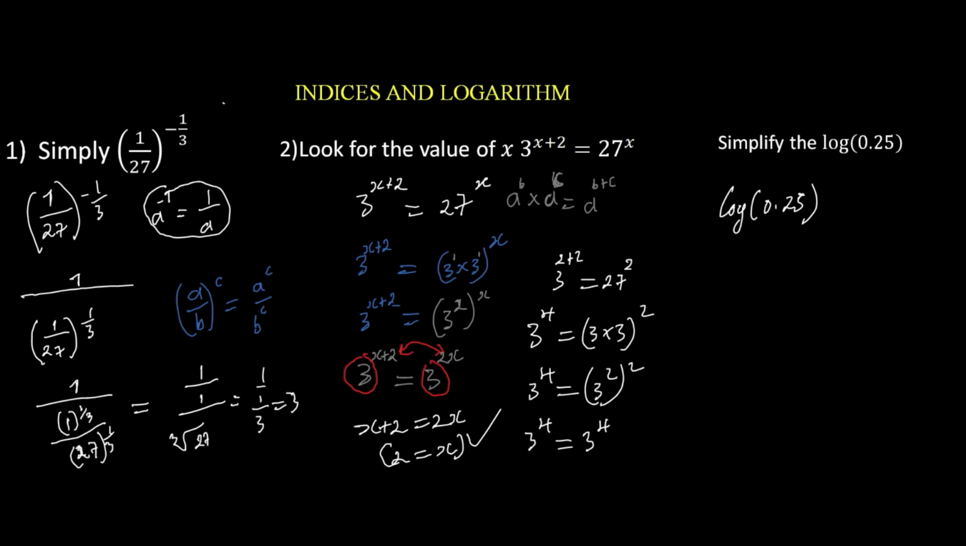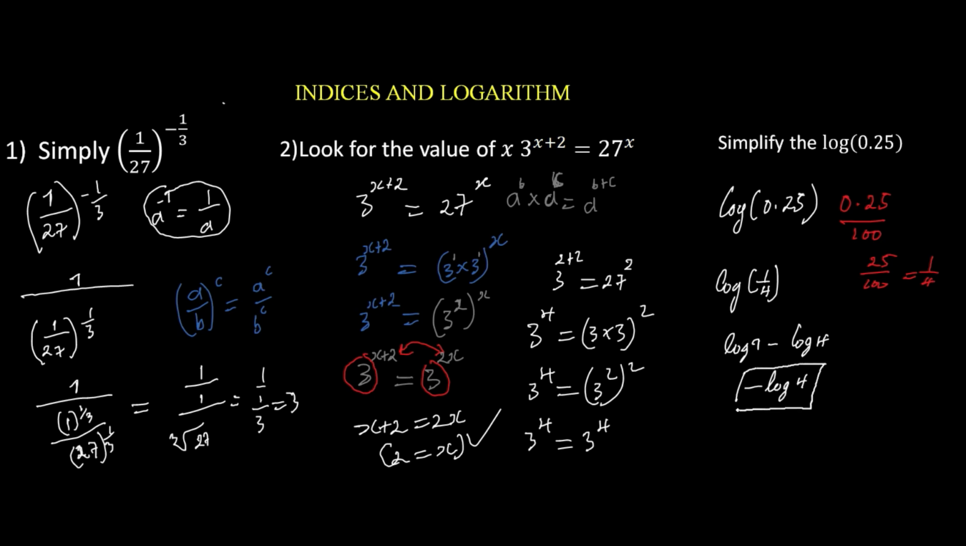We know that 0.25 can be converted to a fraction by dividing by 100, meaning that this can be written as 25 divided by 100, which is the same as 1 on 4. So instead of writing this, we're simply going to have the log of 1 on 4. We already know this, right? So we can simply write this as log 1 minus log 4. Now all of these are in base 10. Log 1 is definitely 0, so this can be written as minus log of 4 base 10. So you can end at this level.